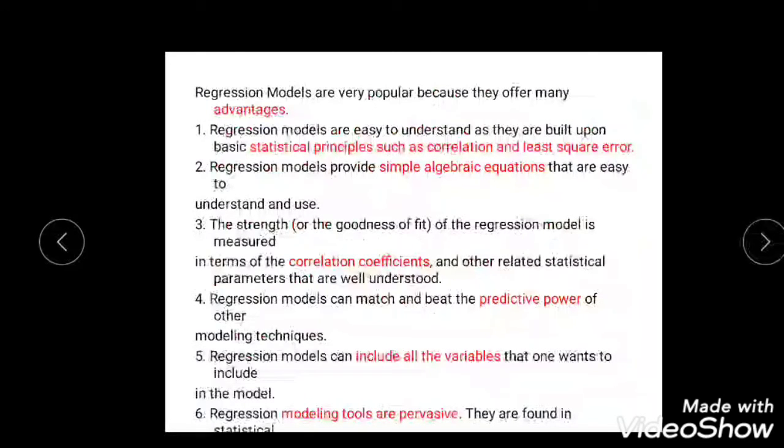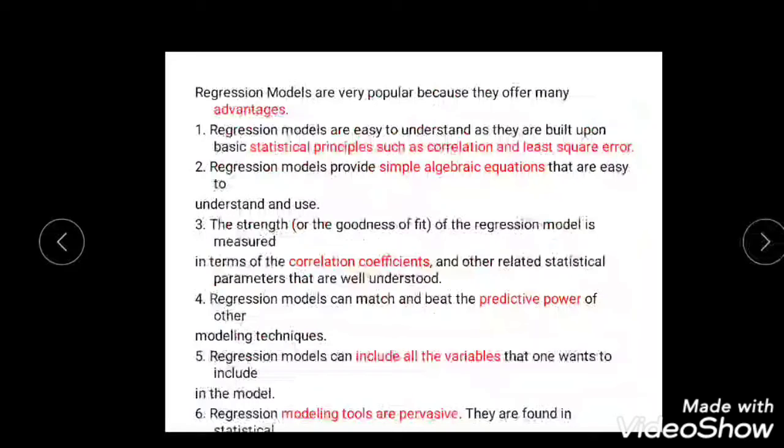The first advantage is that it is easy to understand, as it is built upon basic statistical principles such as correlation and least square error. And here we have one more term called RMSE, root mean square error, which helps you find the percentage of error your prediction technique is resulting in, or how far your prediction errors are. And regression models provide a simple algebraic equation that is easy to understand and use. That's what I told you, right?